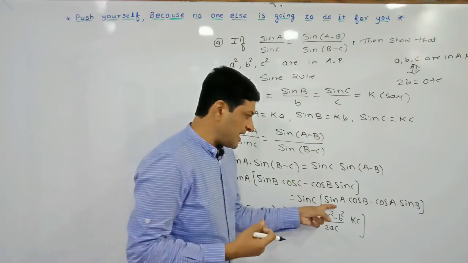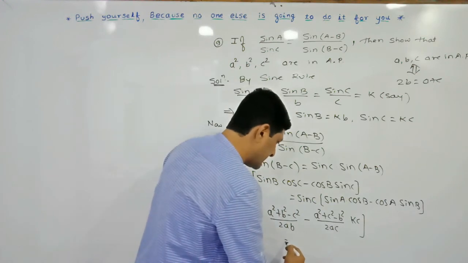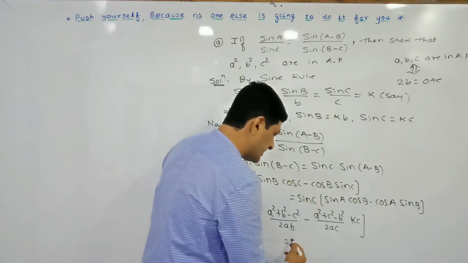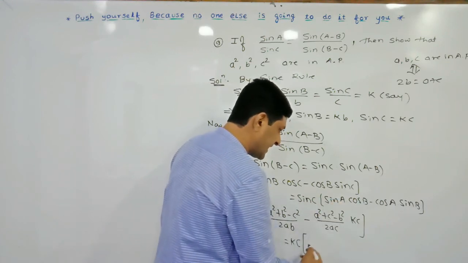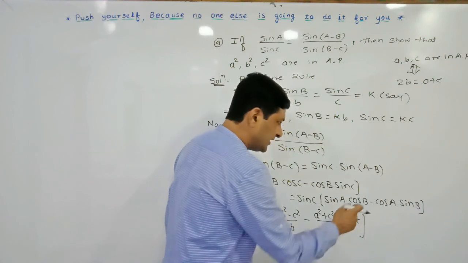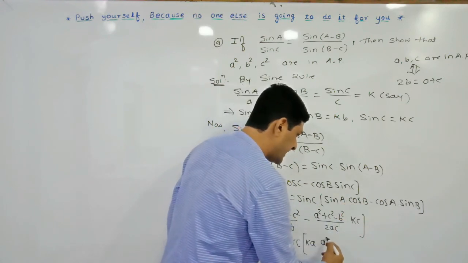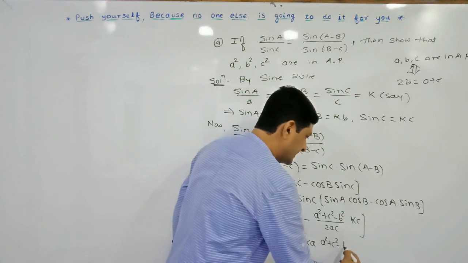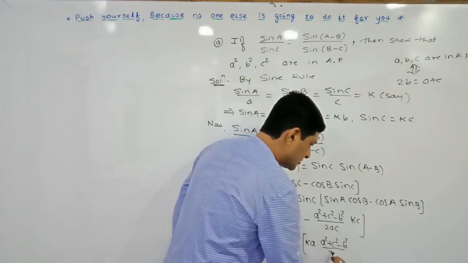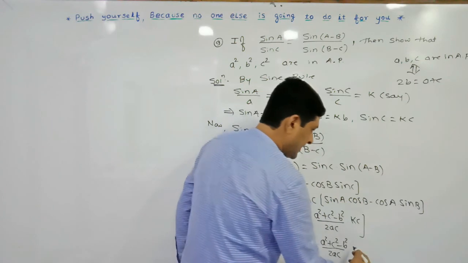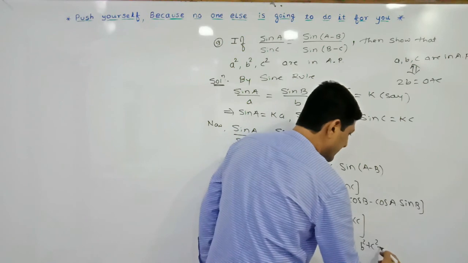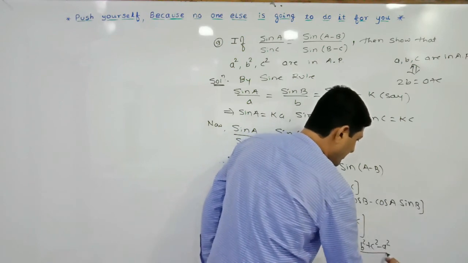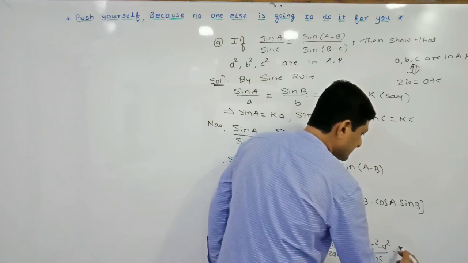A similar method we apply on the right hand side also. Observe the right hand side very carefully. Sin C can be replaced by kc into, sin A replaced by ka into cos B. Cos B can be replaced by (a square plus c square minus b square) upon 2ac, minus cos A replaced by (b square plus c square minus a square) upon 2bc, and sin B can be replaced by kb.